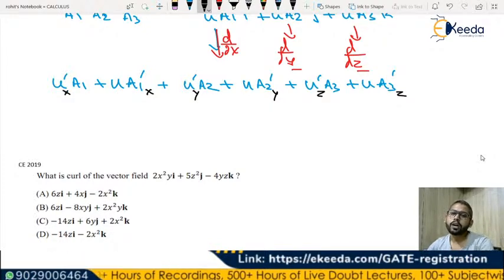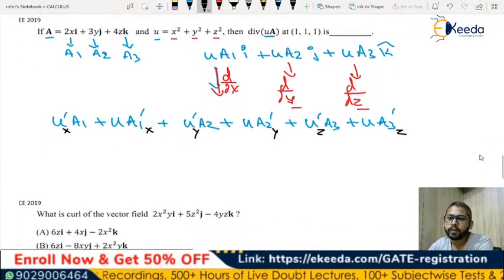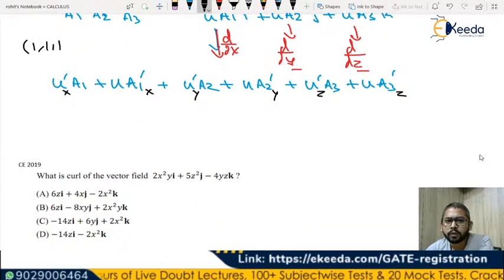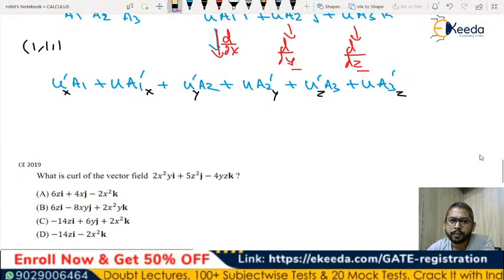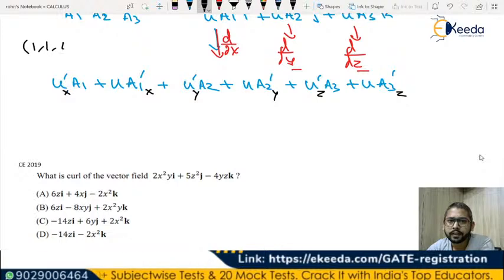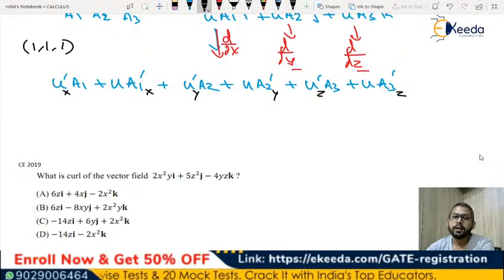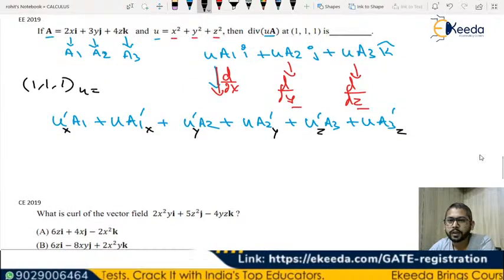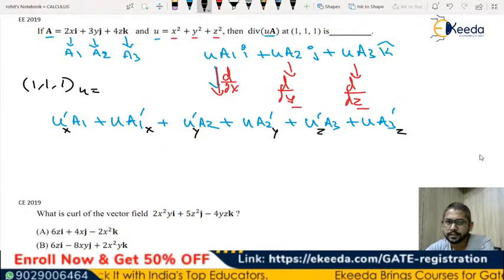Okay, and at what point do we have to find it? We have to find it at 1, 1, 1. So I'm writing it here, 1, 1, 1. We cannot put it in now. Why? Because we have to differentiate it at some places. So let's see this. I'm writing this function u again. This was x square plus y square plus z square. Okay, let's keep this in the frame.